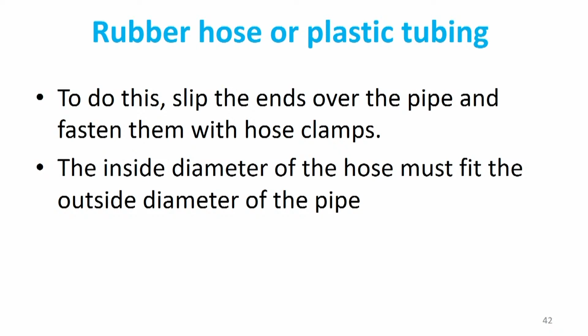To do this, sometimes we slip the end over the pipe. As I told you, on both sides we have a brass or the aluminum or the mixed metal cover on both sides of the tube, so we can fasten it after repairing it. The inside diameter of the hose must fit outside of the pipe. That means that should go inside the pipe, and then you have to tie it with the help of some type of washer.